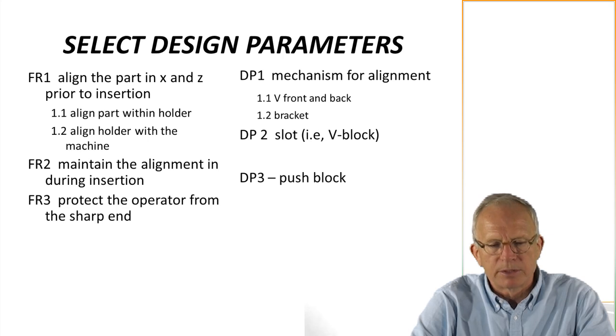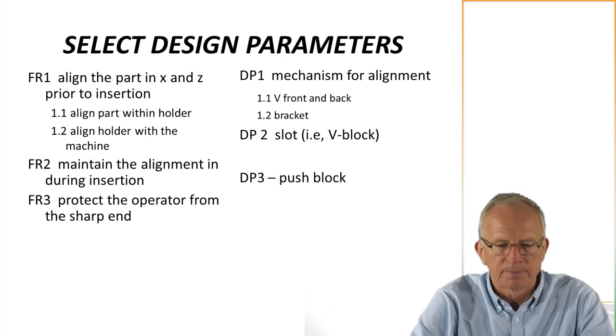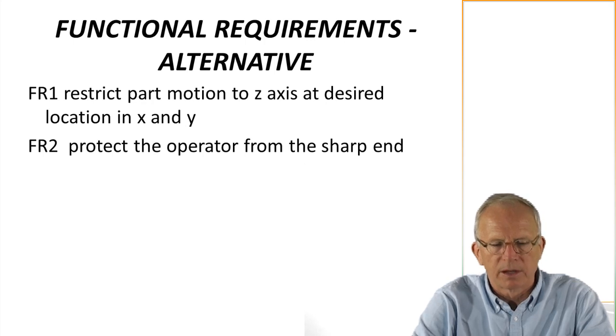So the design parameters then, what do we need? Well, to align a tube, you would need a couple of support points in the front and the back, and this could be supplied by a V, and then an appropriate bracket. The other thing is, look at DP2, there should be a slot, and so that would be a whole V block now to maintain the alignment during the insertion. And for DP3, put a little push block there so that the operator doesn't have to deal with the sharp end. As we go to draw the thing, there's another way to do it.